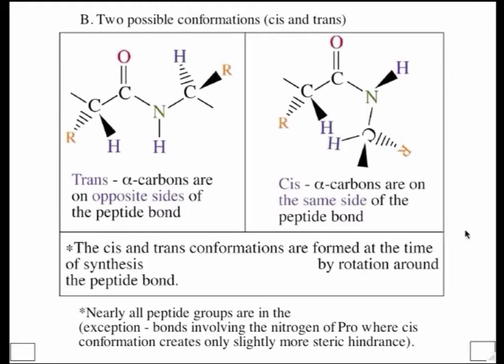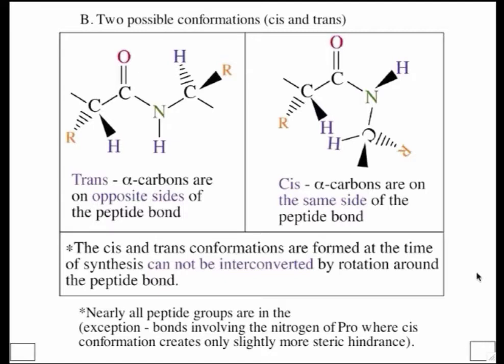And what that means is that that is determined at the time of synthesis. So it's not a situation of constant fluctuation between the trans and cis isomers around this particular bond. And in fact, for the most part, as we mentioned, the trans is predominant because of steric hindrance. Things are a lot more comfortable if the trans form is incorporated at the time of synthesis. So the cis and trans conformations are formed at the time of synthesis and cannot be interconverted by rotation around the peptide bond, because free rotation around that bond is not allowed.